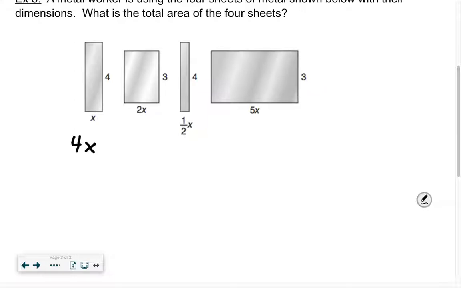Area of sheet 2? Yep. Area of sheet 3, 2x. Area of sheet 4, 15x. So you're catching up. What do we want to do with all 4 areas? Add them together. 4 and 6 is 10. 10 and 15 is 25. Plus 2 will get us 27.